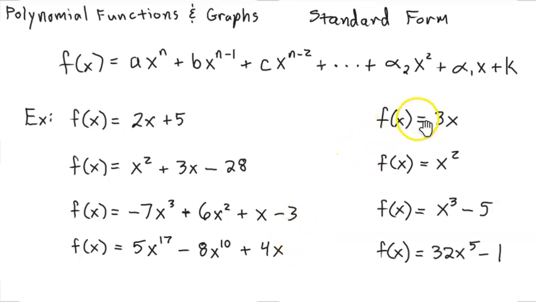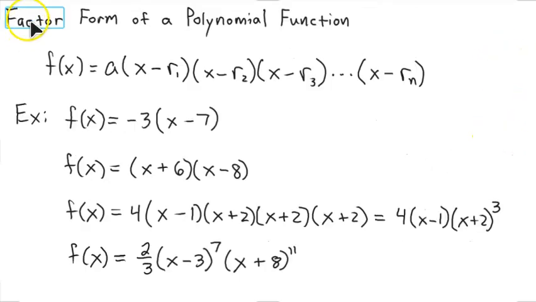For example, f(x) equals 3x. That's a polynomial. f(x) equals x squared. That's a polynomial. f(x) equals x cubed minus 5. Also a polynomial. And then f(x) equals 32x to the fifth power minus 1. Okay, these are all examples of polynomials because they all have x to some numerical power. And then we start with larger powers and we go down to smaller powers and then we end with a constant. Okay, now let's talk about the factored form of a polynomial function.